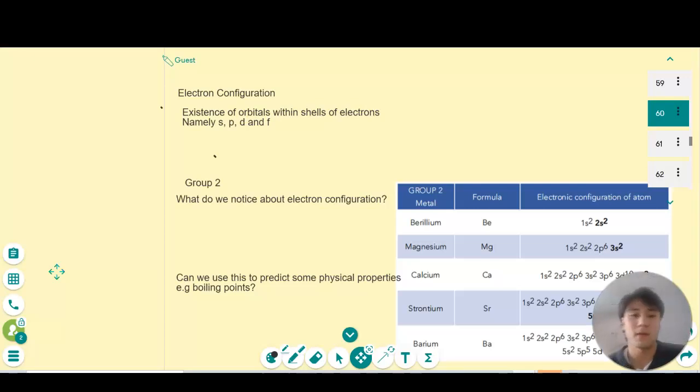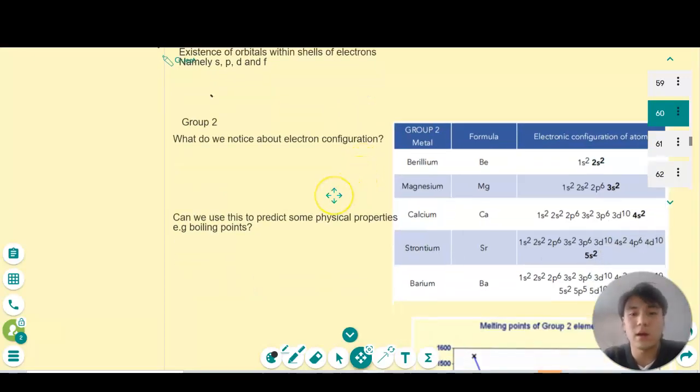So with this knowledge, we can now have a deeper look at Group 2. Now specifically, I have put up a table here of the electron configurations of Group 2, and you should recognise some of these elements: beryllium, magnesium, calcium, strontium and barium. Let's have a little look at their electron configuration.